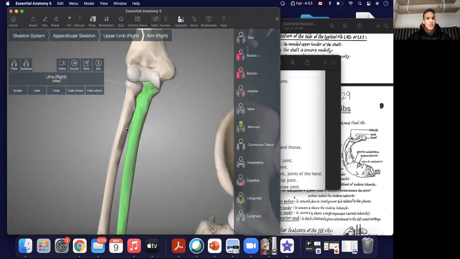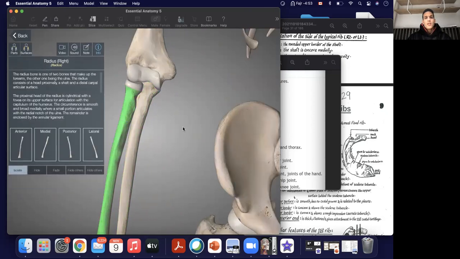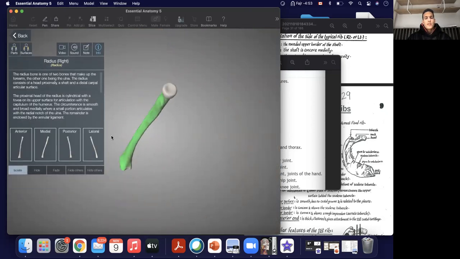The radius is made up of, proximally, an articular surface. Here it is a concavity found on the superior end that articulates with the capitulum, and this head will articulate with the radial fossa when the elbow is flexed, and the radial fossa is found above the capitulum.